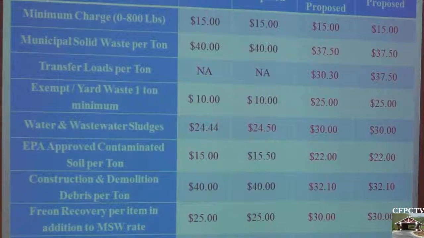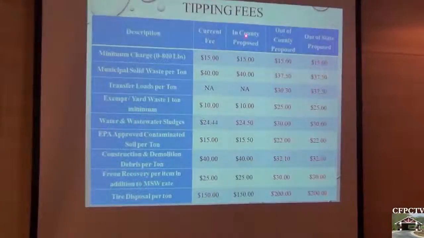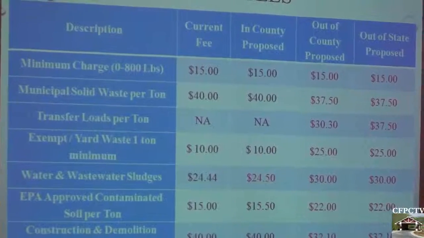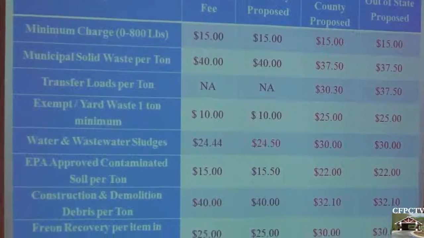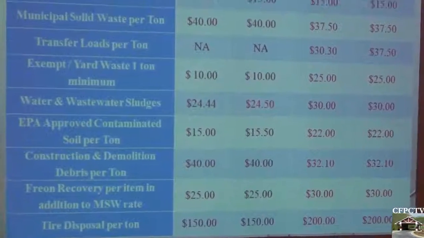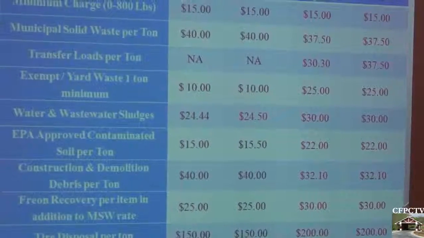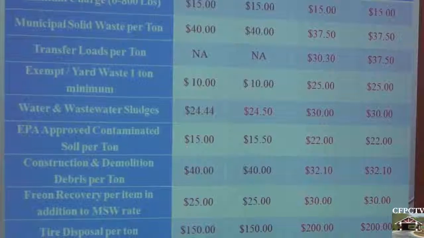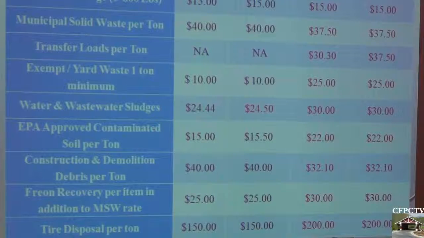The new tipping fees: you'll note current tipping fee at the landfill is this column. The in-county proposed with this new rate structure that we're setting up, there's only one change. That's in the water and wastewater sludges, and that's purely a rounding up from 44 cents to 50 cents. The out-of-county proposed and the out-of-state proposed, which are then shown in red, are new rates that do not exist as of today. These would be charged to anyone bringing waste from out of county.